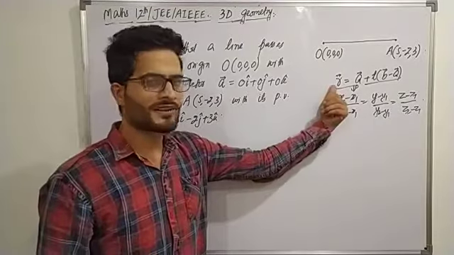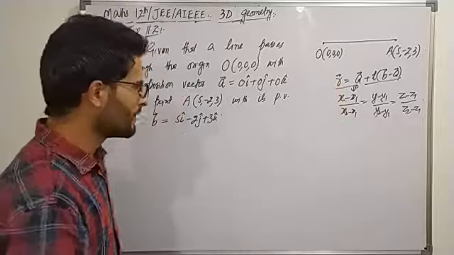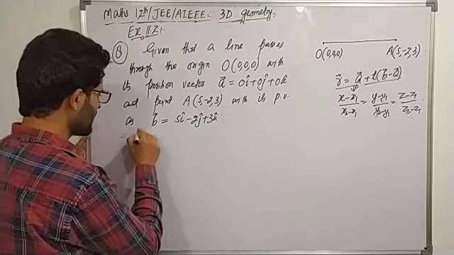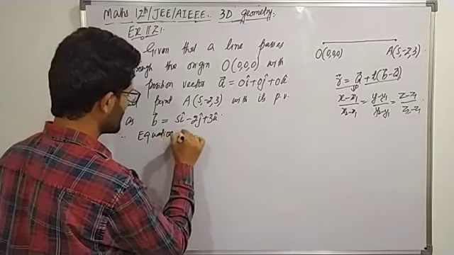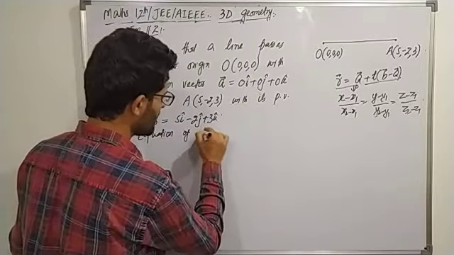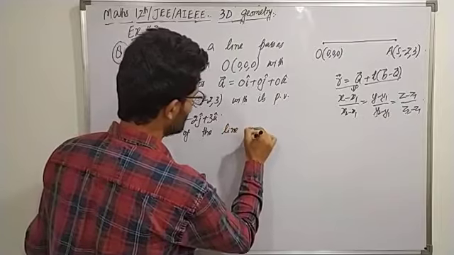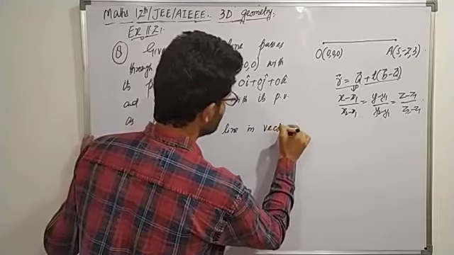So we have the a vector and the b vector. So we can directly find the equation of the line in vector form. Therefore, the equation of the line in vector form is.